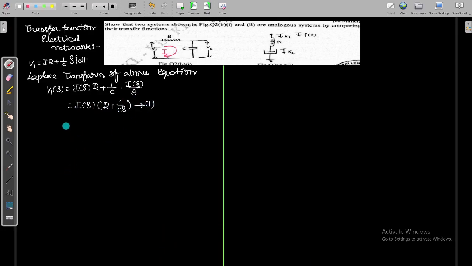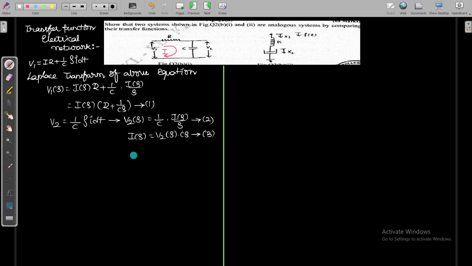After that we have to find V2. V2 is the voltage across the capacitor, which can be given as 1 by C into the integral of I dt. If you take the Laplace transform of this also, V2 of S is equal to 1 by C into I of S divided by S. That is equation number 2. From equation number 2 we can write I of S as V2 of S into Cs. This is equation number 3.